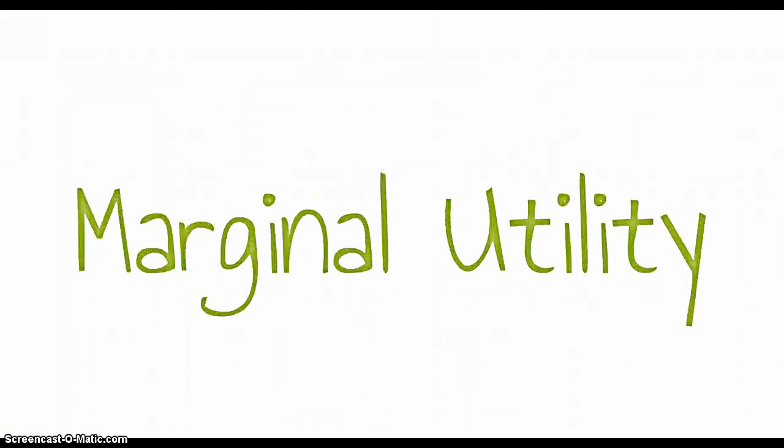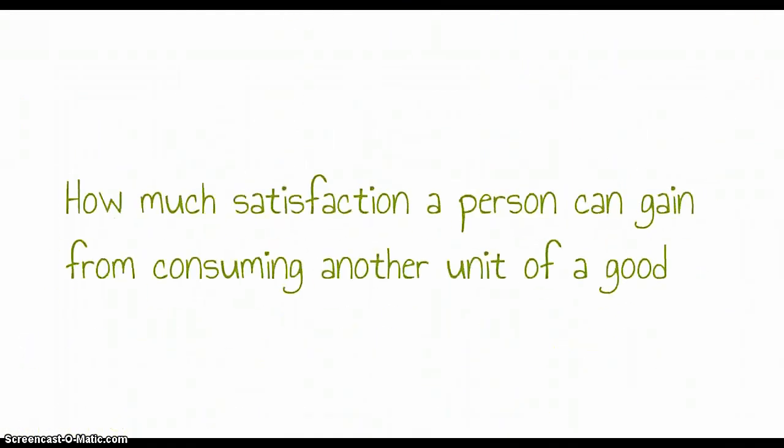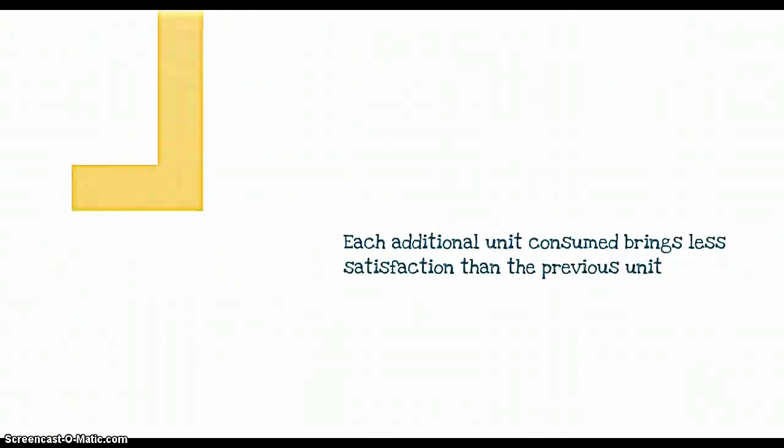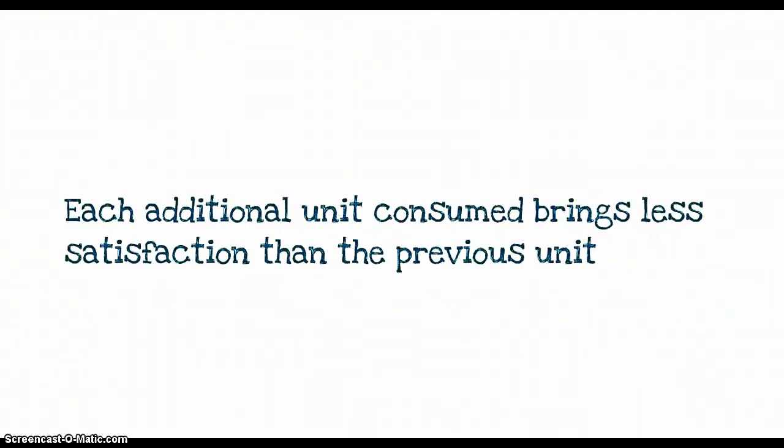Let's talk about marginal utility. Marginal utility is how much satisfaction a person can gain from consuming another unit of a good. And then there's the principle of diminishing marginal utility, which means that each additional unit that a person consumes brings less satisfaction than the previous unit.